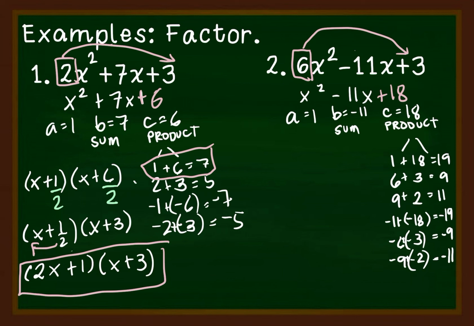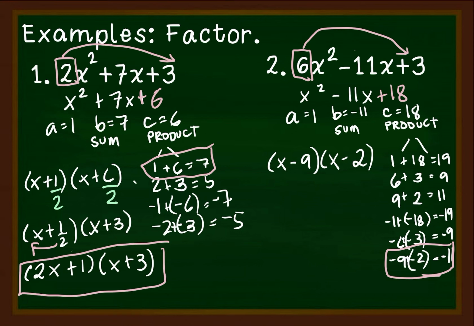Ano ba ang ating sum? The sum should be negative 11. So, we are going to get negative 9 and negative 2. So, we have x minus 9 and x minus 2. And then, again, we divide by A, the original A, which is 6.